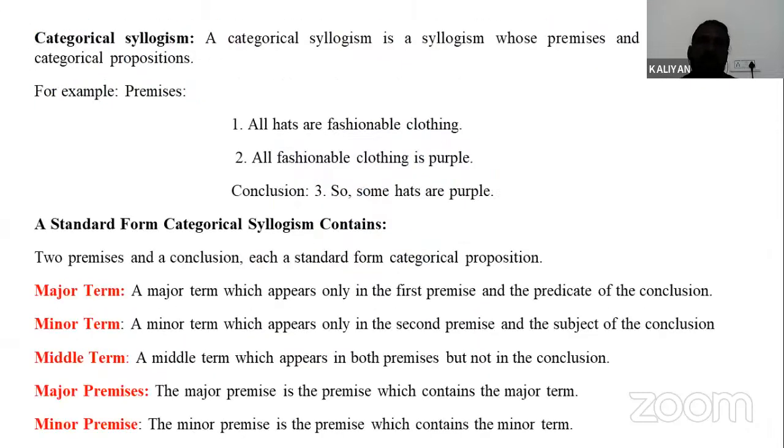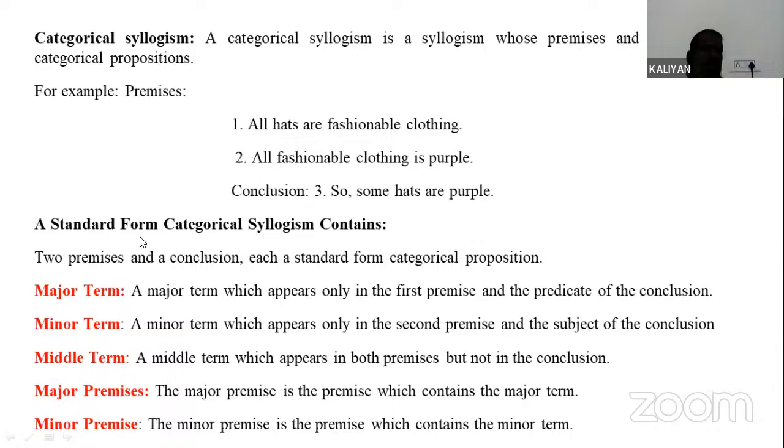So categorical syllogism. Categorical syllogism is a combination of premises and a conclusion, all of which are categorical propositions. Example: all hats are fashionable and all fashionable clothing is purple. So some hats are purple. Both premises use 'all', and the conclusion gives 'some hats are purple'. So this is a categorical syllogism.